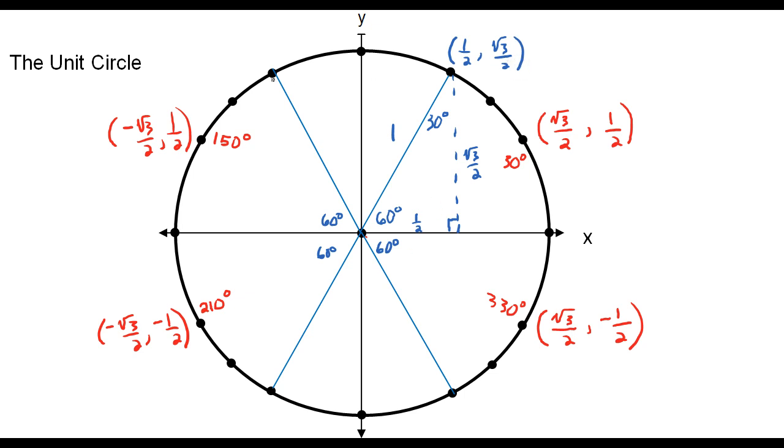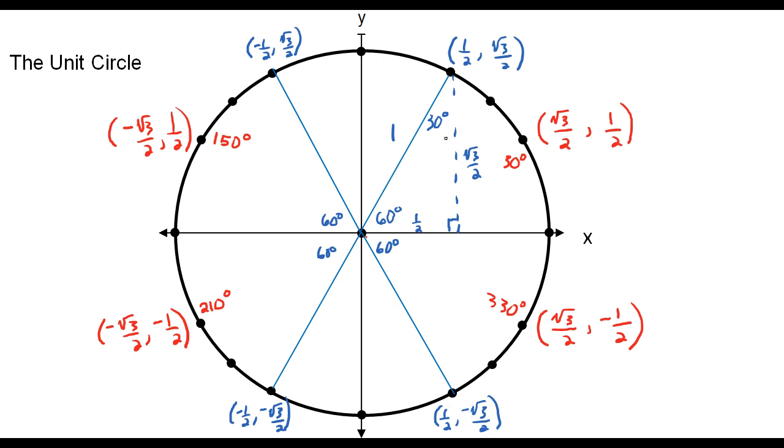Alright, so now if we look straight across, it's going to have the same y-coordinate, and it's going to have the negative of the x. So this one is going to be negative 1/2, comma, radical 3 over 2. And if I go straight down, this is going to be negative 1/2, negative radical 3 over 2. And then this one is going to be a positive 1/2, negative radical 3 over 2.